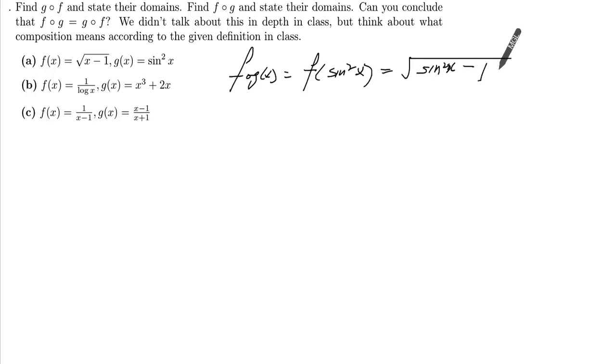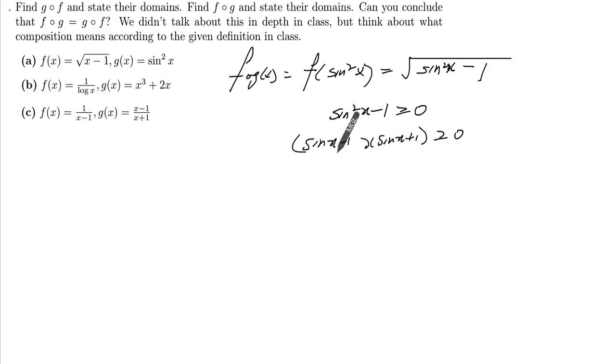Okay? So we have to solve the inequality sine squared x minus 1 is greater than or equal to 0. Only when this expression is greater than or equal to 0 is this entire expression under the root valid. So we can factor this: sine x minus 1, sine x plus 1 is greater than or equal to 0. So we have two ways for this to be greater than or equal to 0.